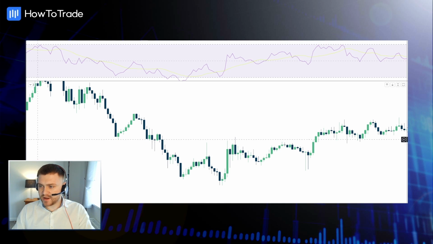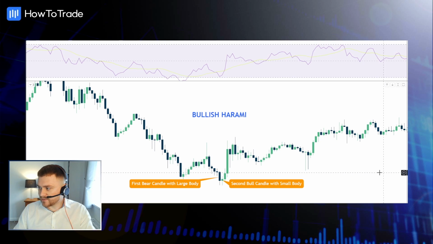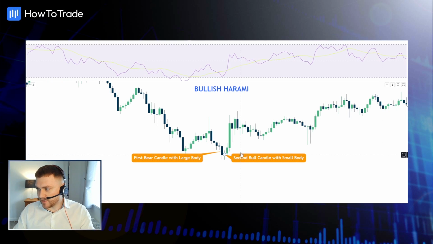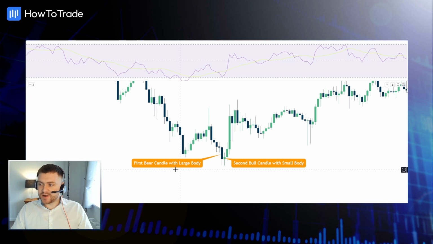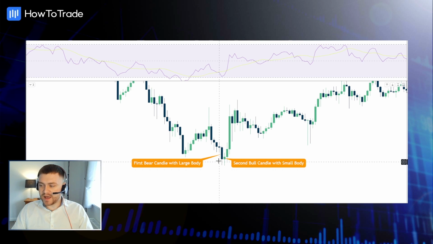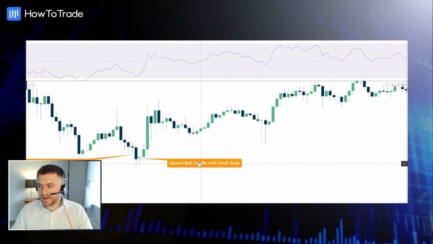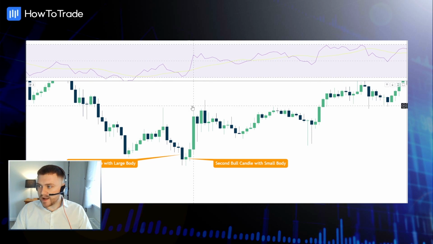Now, when I get my drawings on the chart, at the end of the downtrend, what you'll see is this two candlestick chart pattern forming, this bullish Harami. We've got one bearish candle with a large body, and then this second candle, which is a bull candle, but it has a small body. It's normally roughly 25% of the bear candle. And if I zoom right in, you can see that.